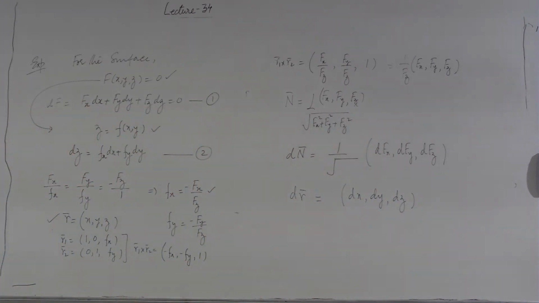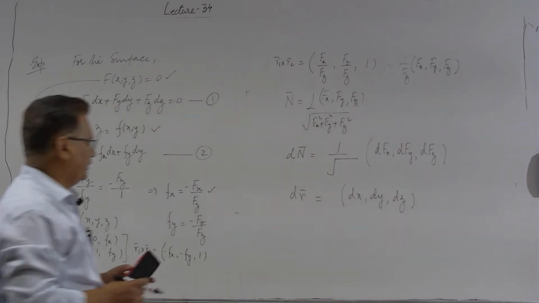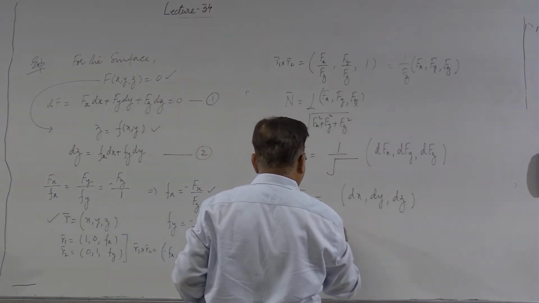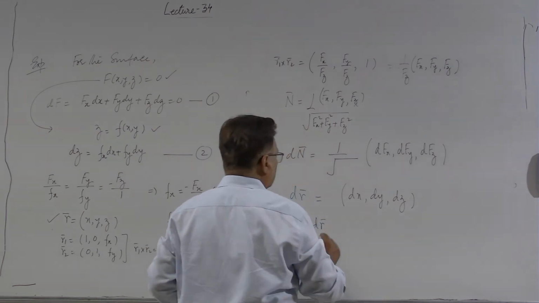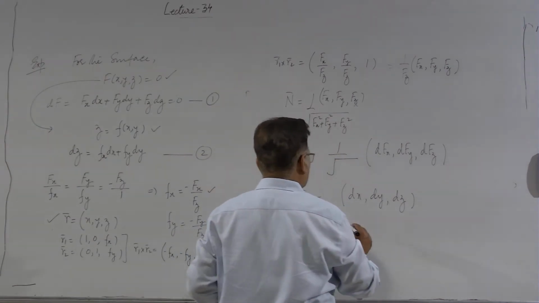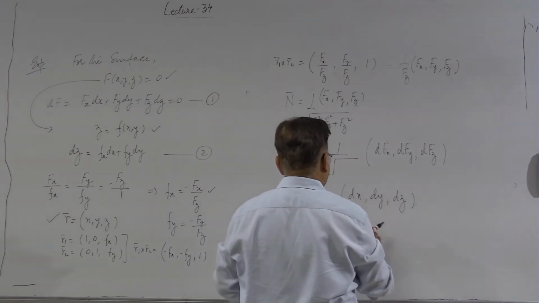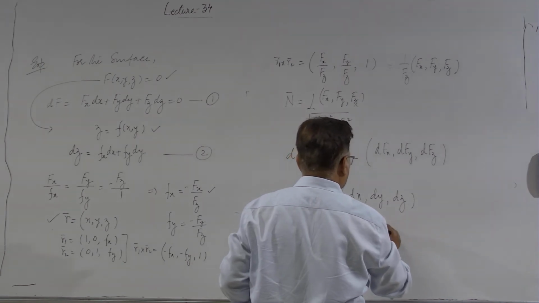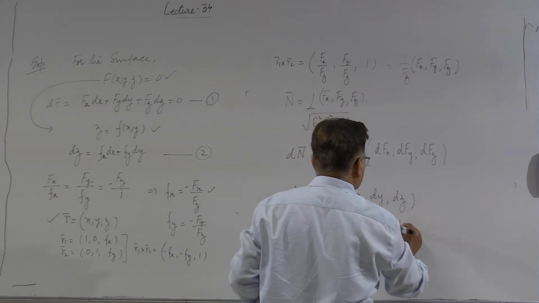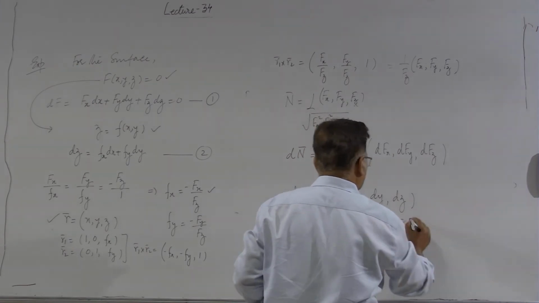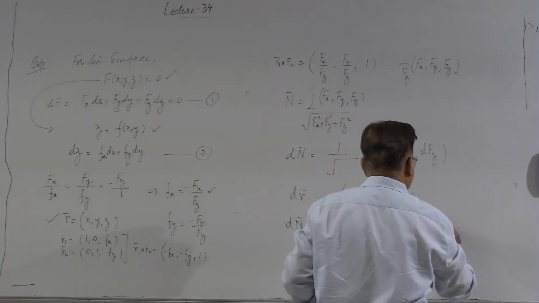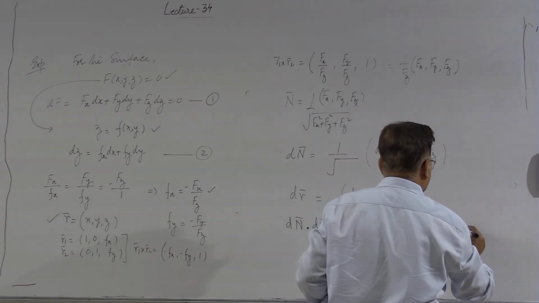And for asymptotic lines the condition is that dn dot dr is 0. So, dn dot dr must be 0. So, that will give me (dF_x, dF_y, dF_z) into 1 upon under root something, dot (dx, dy, dz), equal to 0.